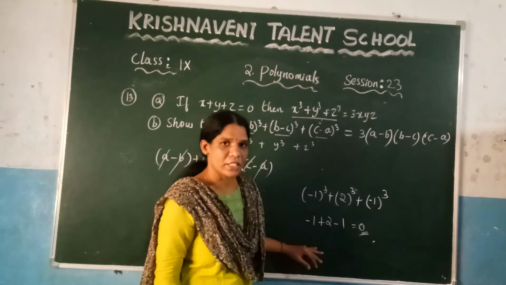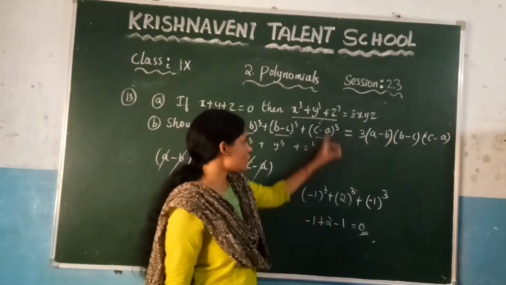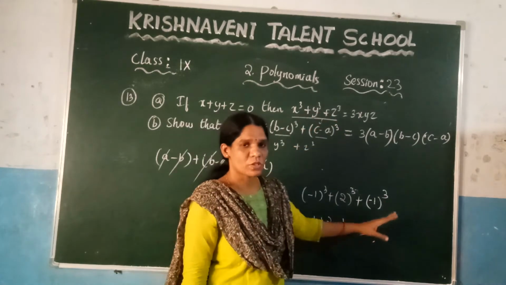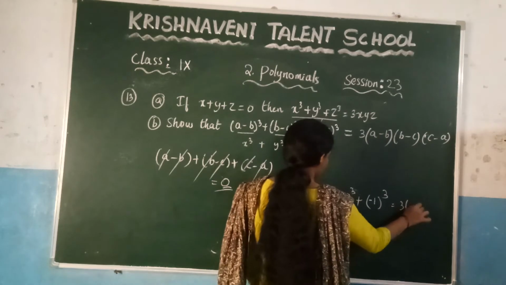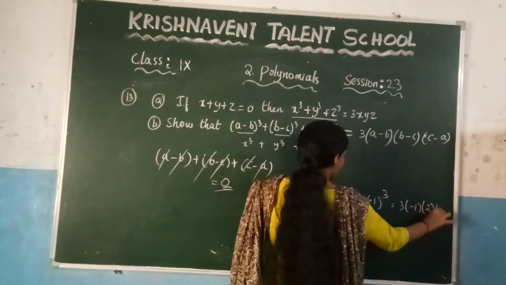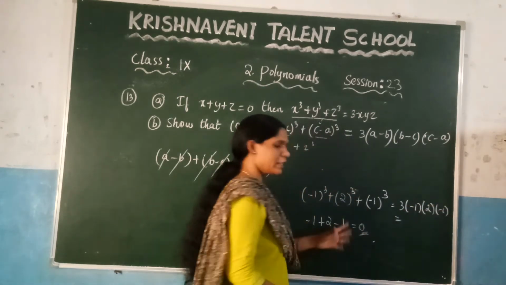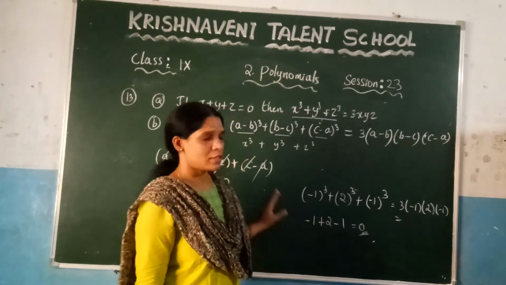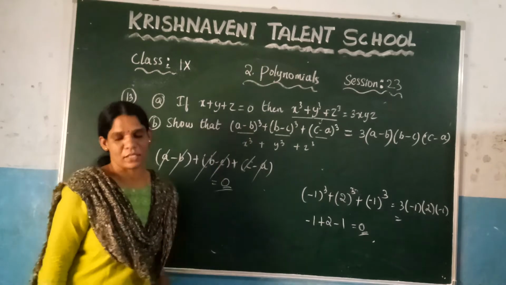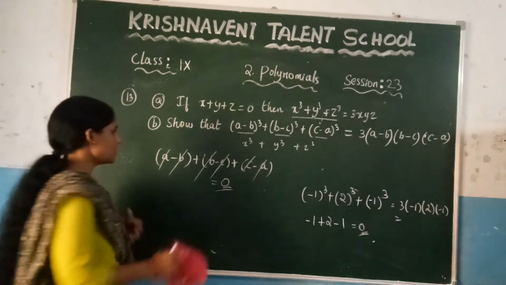Since the value is 0 and you know that it is in the form of x cube plus y cube plus z cube, you can write it as 3xyz, which is equal to 3 into minus 1 into 2 into minus 1. Directly you can multiply. There is no need to do the actual calculation. So like this we will use this result. Now write this answer.